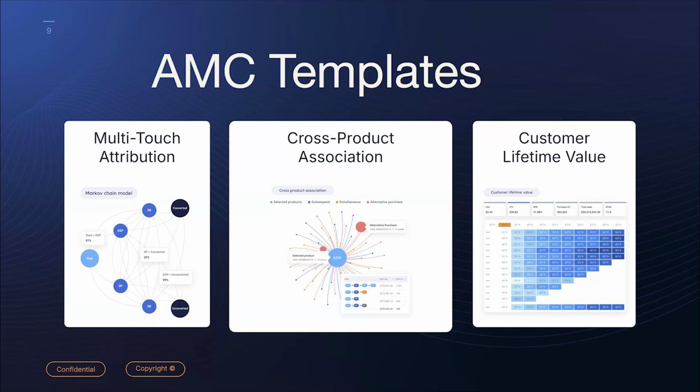Cross-product association is just our cross-selling model. This is going to show you exact user-level data of how people are either doing alternative purchases across your catalog, simultaneous in the same basket or subsequent. So what do they buy first, and then what do they buy next from your catalog?